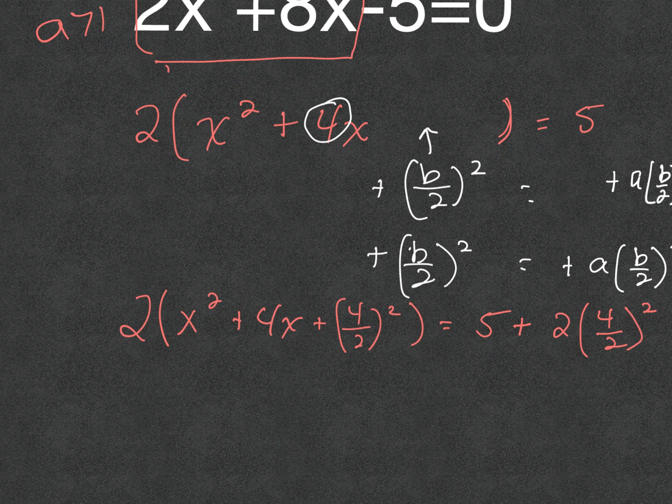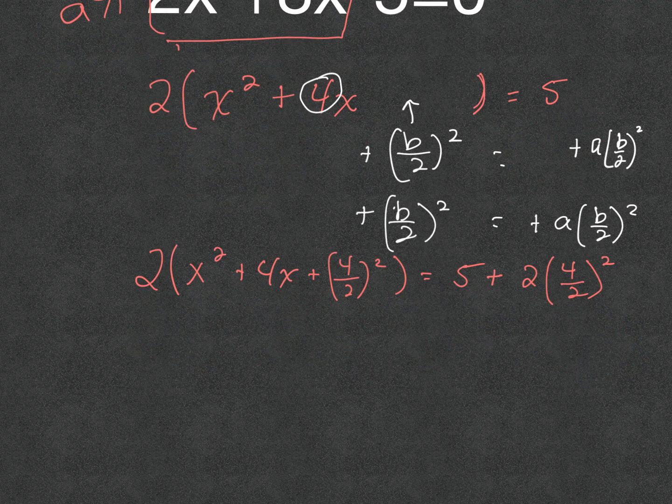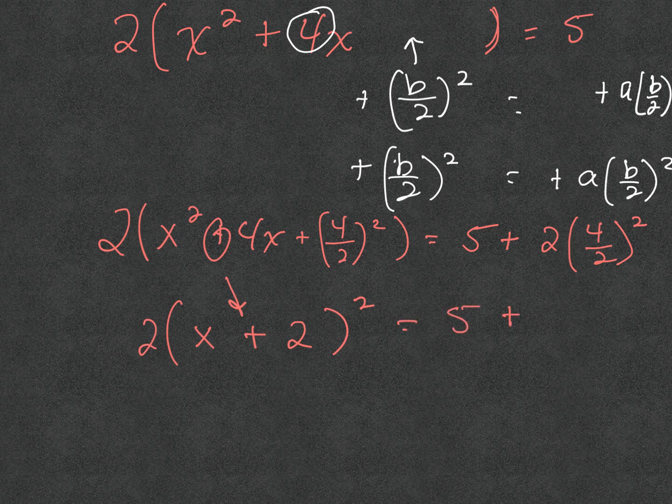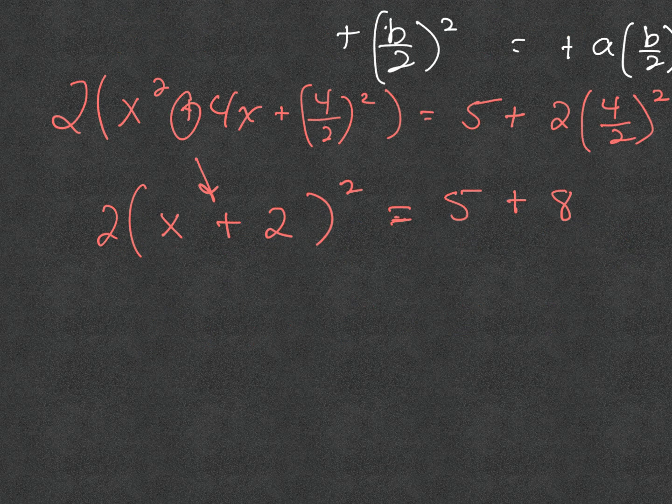Okay, that's what you do. Now, we've got to simplify, right? So we're going to complete the square. 2 times, we're going to get an x and a plus, because this plus moves down. It's going to be squared. It's going to be 2, because 4 divided by 2 squared is, as you know, 4. Equal to, over here, 5 plus an 8. Okay, now what we're going to do next is we're going to have x plus 2 squared times 2 equal 13.